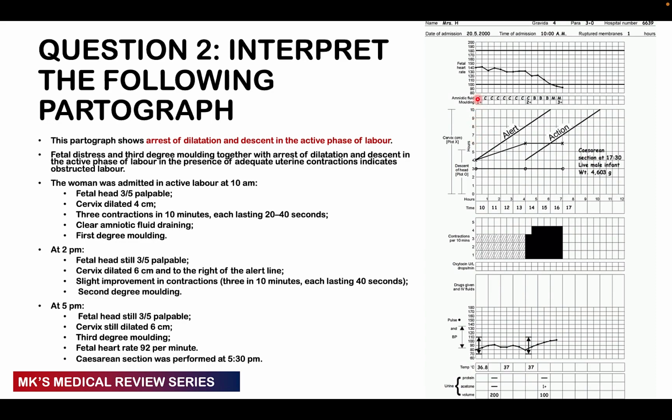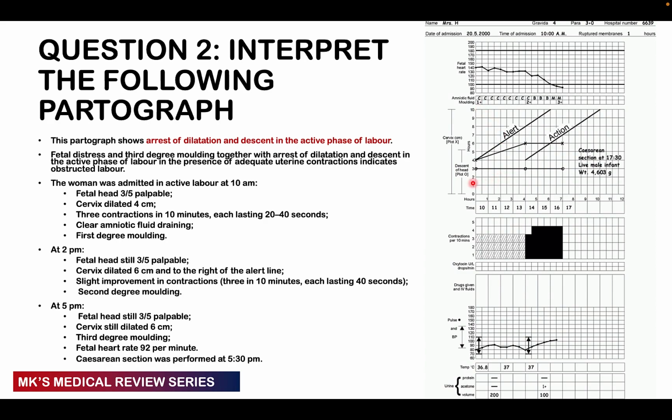She initially had clear liquor, but she had molding 1+. So it means the fetal skull bones were touching each other, and they could easily be separated. With 2+, they are overlapping each other, but you can easily push them apart with your finger. With 3+, they're overlapping each other, and you can't push them apart with your finger.